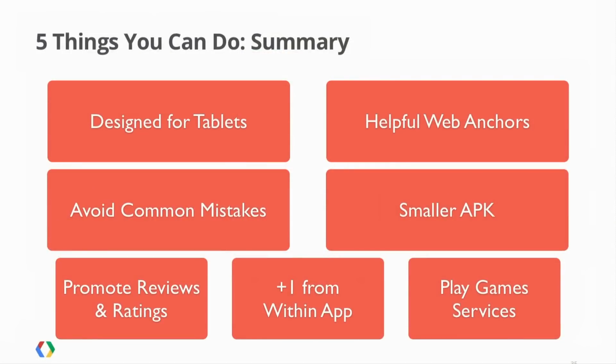Again, the 5 things that you should do to get discovered more on Play. Get the design for tablets designation. Start getting helpful web anchors. Avoid some of the common mistakes about misspellings because we have to autocorrect for them, and target your audience correctly. Reduce the size of your APK, and then really start closing that viral loop. Help your users promote you in addition to depending on just the store.